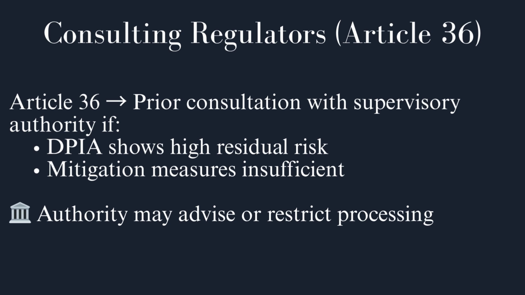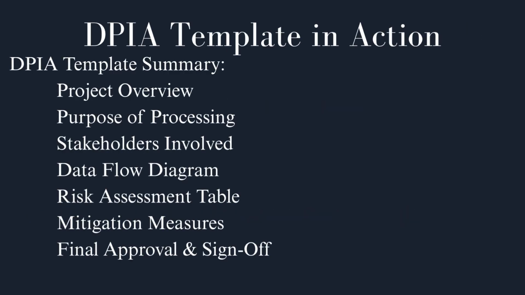When you conduct a DPIA, it helps to use a structured template. You start with an overview of the project, list all stakeholders and create a simple data flow diagram showing how data moves through your system. Then assess the risks and document the solutions. Finally, the DPIA is reviewed and signed off, usually by your DPO and your project authorities.